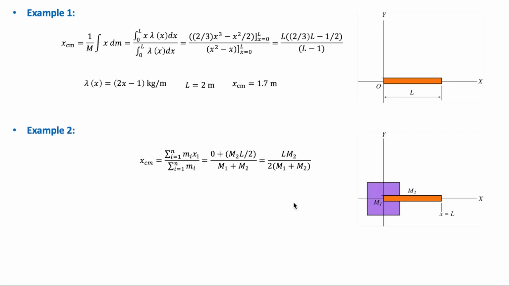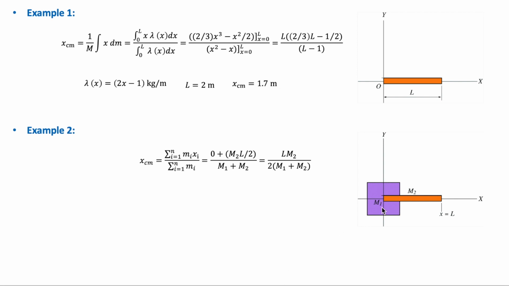So now let's consider this example of a thin rod of length 2 meters with a linear density that is increasing with x. So to locate the center of mass of the rod relative to O, we use this expression. So we substitute for dm as lambda dx, and the total mass is the integration from 0 to L of lambda dx. And this gives the center of mass at 1.7 meters.